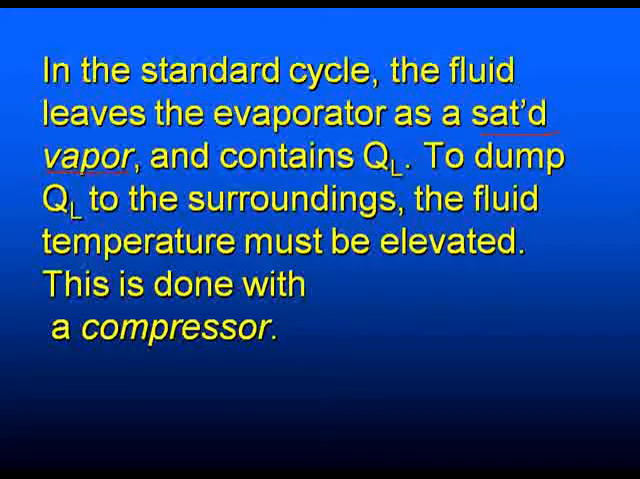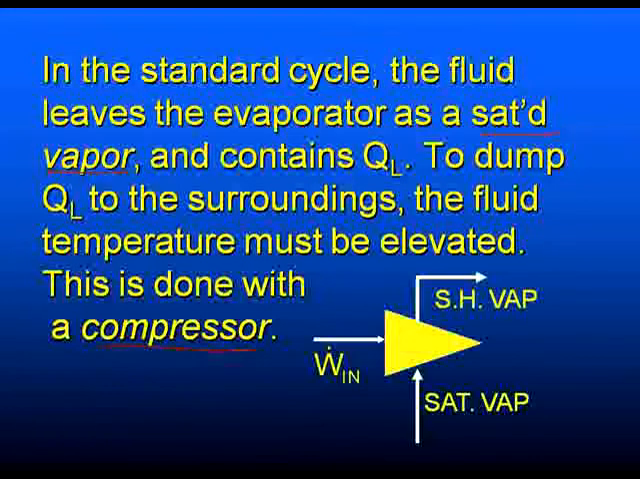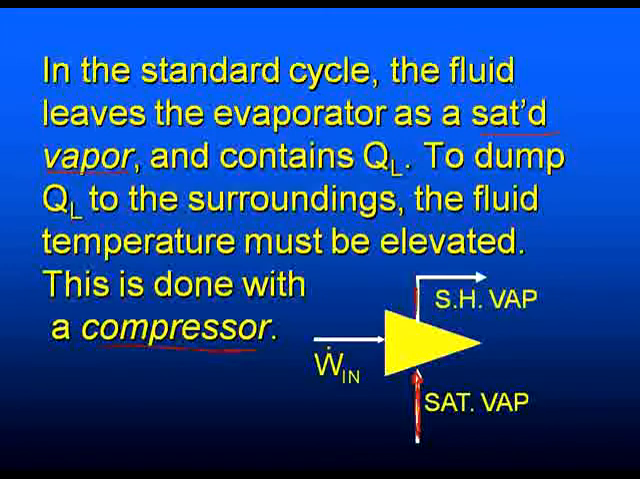To dump that QL to the surroundings, we have to raise its potential so that now it's hotter than the surroundings. The fluid temperature must be elevated, and we do that with a compressor. So here we have a saturated vapor. We compress it, which raises both its temperature and its pressure, and it usually leaves the compressor as a superheated vapor at a higher pressure and a higher temperature. To do this we have to obviously add work, and this work is the motive force for the whole refrigeration system.